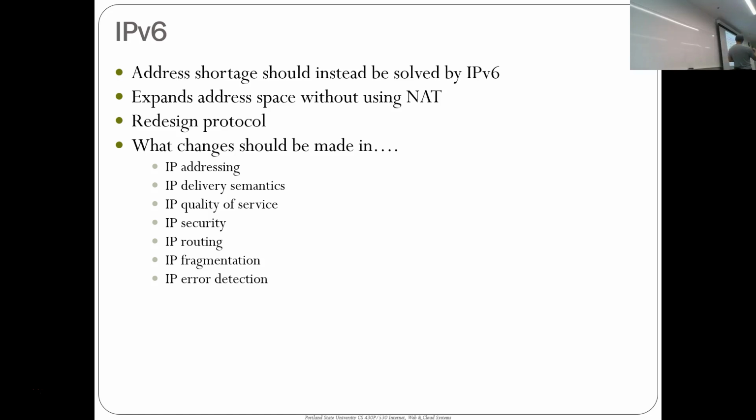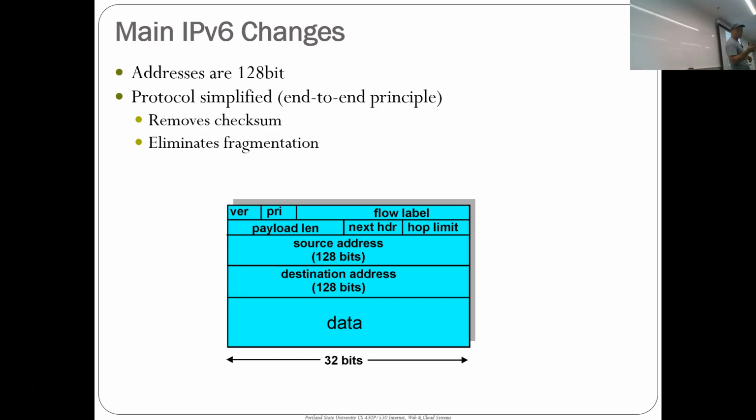They looked at the addressing, the delivery semantics, the quality of service, the security, the routing, fragmentation, and error detection. And they came up with a new protocol. And the short bits of this are, the addresses are 128 bits, so 4 times the address in terms of bits. The protocol itself was simplified. And so they applied the end-to-end principle when it came to IPv4, and they thought that they actually could simplify it even more. I already talked about how IPv4 was a narrow waistline. They were like, it's not narrow enough.